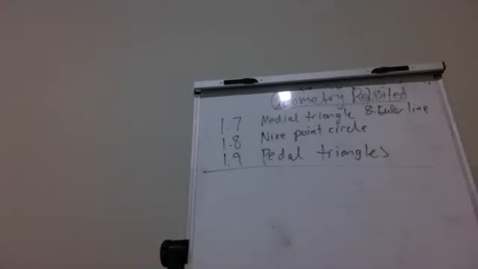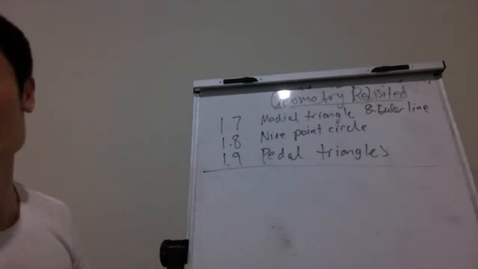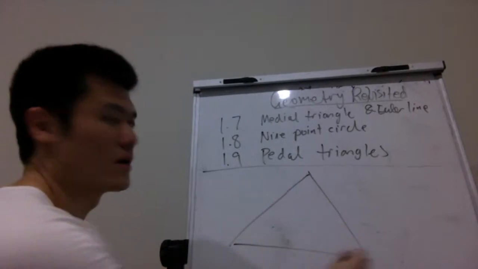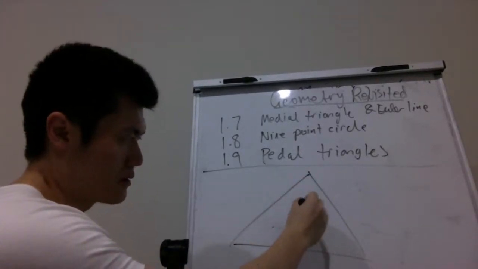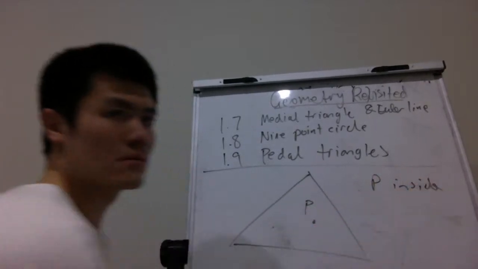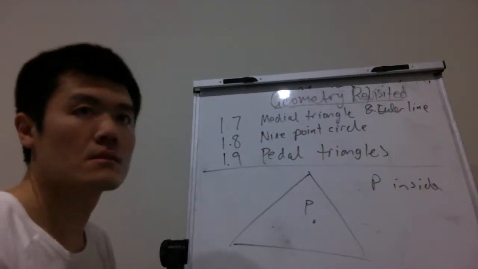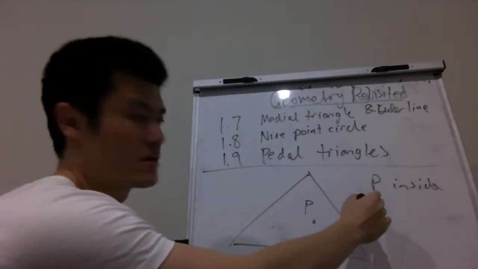So I feel like the logical order seems to be related a little bit at least. So maybe I want to talk about one point. Something pretty cool there. If you have a triangle, and you have a point P inside the triangle, you can define the Petal Triangle with respect to P.